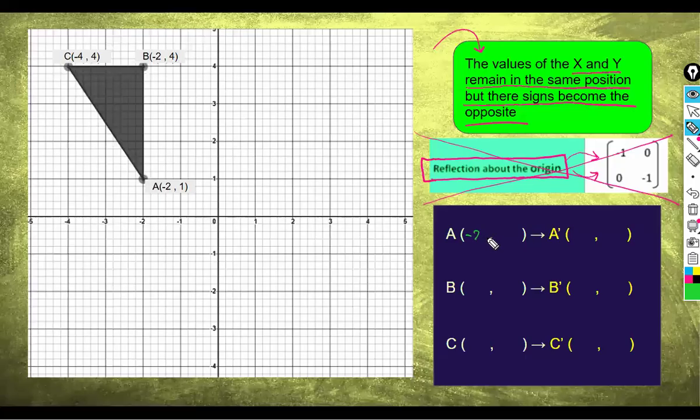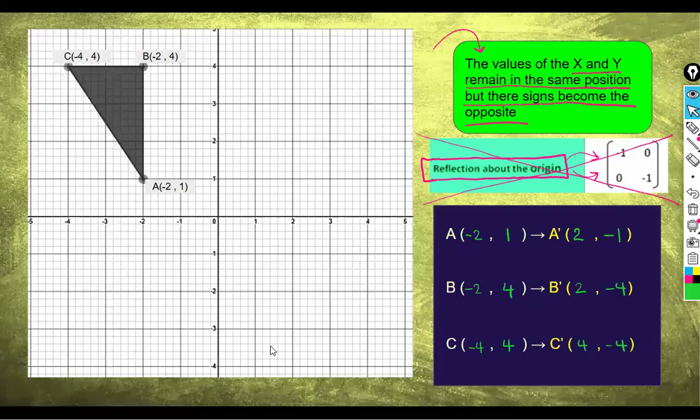I'll write them back in here in case you can't see it: -2, 1; -2, 4; -4, 4. Got the hang of it? Remember, the -2 and the 1 stay in the same position. It's just that the -2 becomes +2 and 1 becomes -1. 2, -4. 4, -4. Right?